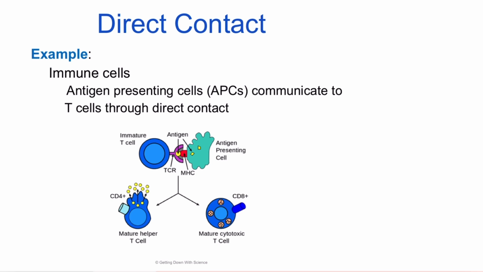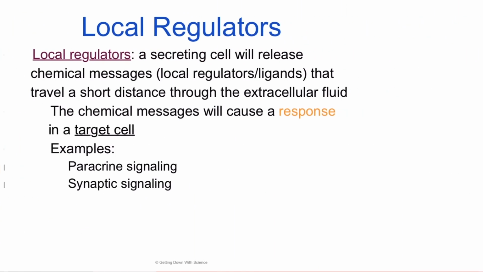So think of it kind of like when jets are refueling in the air. They have to have direct contact. They're not just dumping fuel in the air above the airplane and just hoping that it goes in, right? There's a connector tube that they have to connect in order to transfer that liquid. So that's what we're talking about with direct contact.